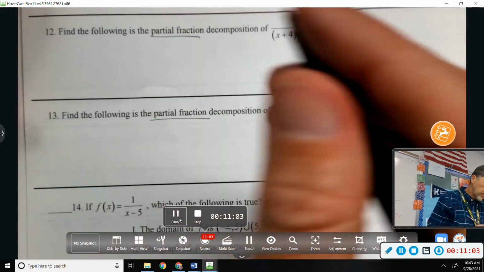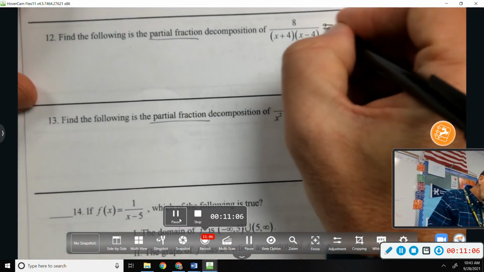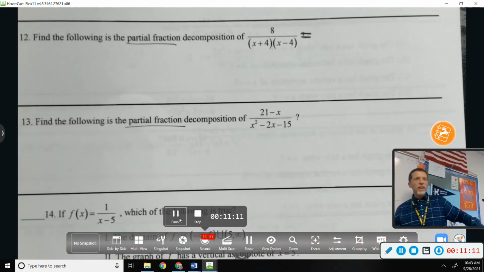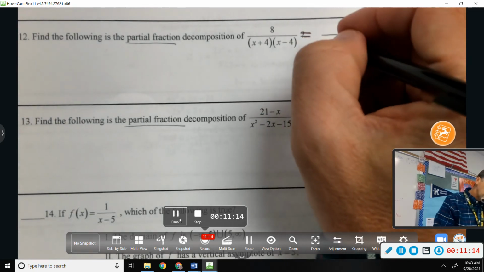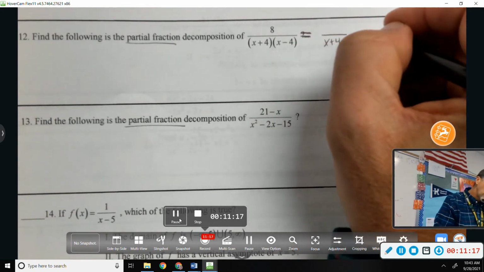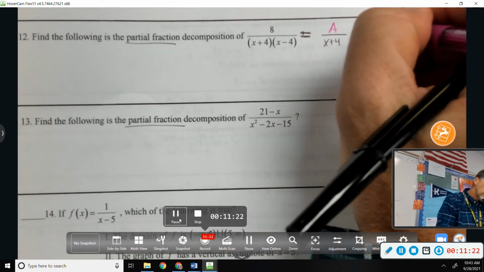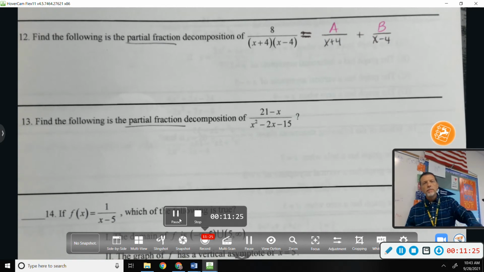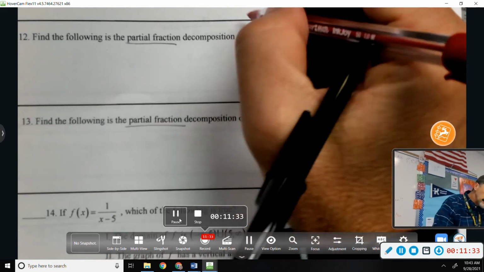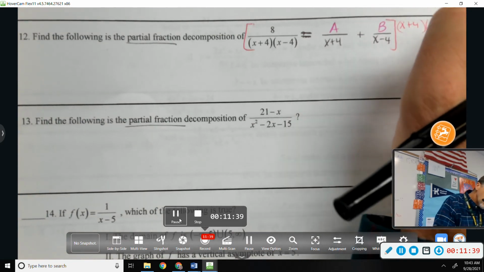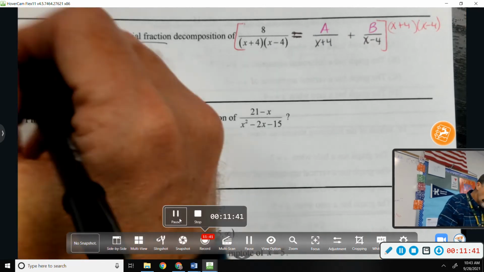Number 12 on the review. Partial fraction decomposition. Remember, this is the Jeopardy game of the two denominators had to be x plus 4 and x minus 4. And what we're looking for is the numerators, a and b. Let's see. So let's multiply everybody by x plus 4, x minus 4 to wipe out all our fractions.